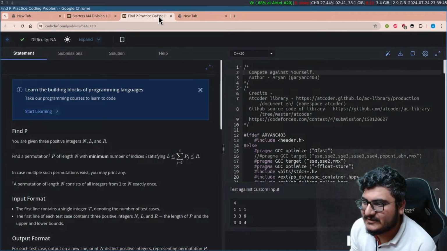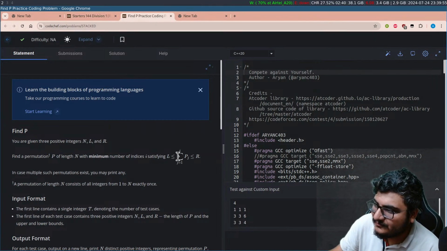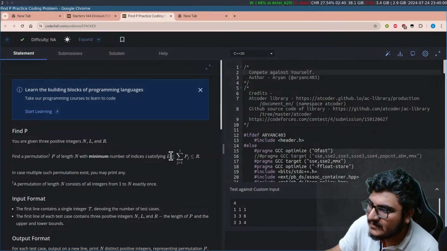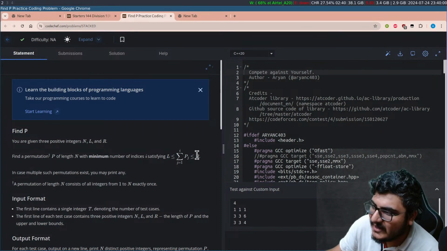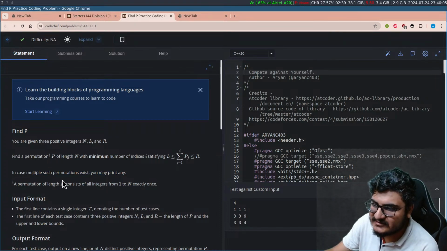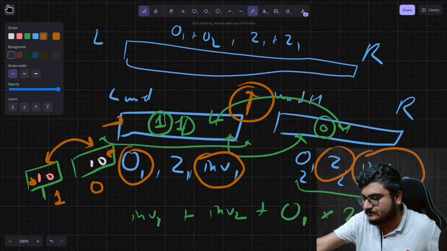So it says you are given three integers n, l, and r. You have to find the permutation of length n such that if you look at the prefix sum of that permutation, then the number of elements between L to R is as small as possible. And if there are multiple such permutations, you can print any of them. That is what the problem statement is asking us.